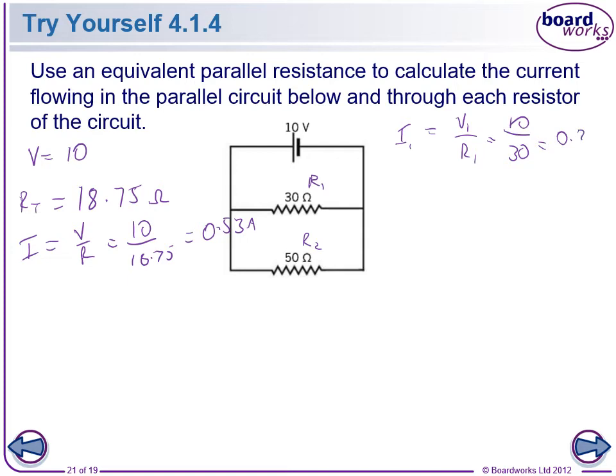us 0.33, and then I2 will be 10 over 50, which will give us 0.2. Oh, look at that, it's worked out exactly. So we can see there, again, from Kirchhoff's junction rule, the current going through each branch should add up to the total current in the circuit, which again, they do. Okay, so hopefully you're okay with that.